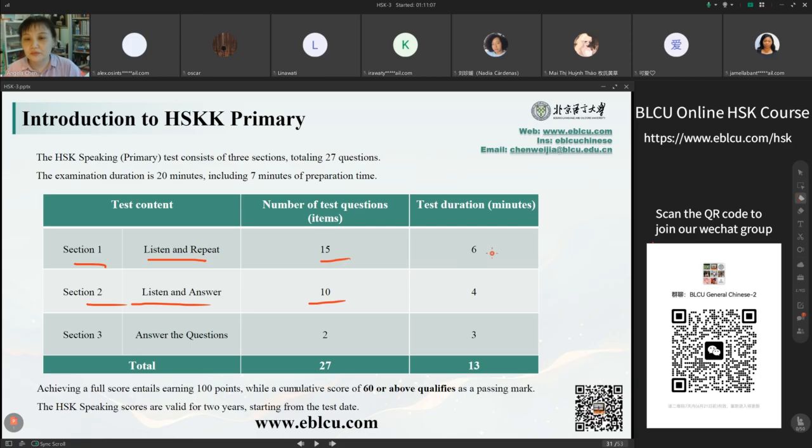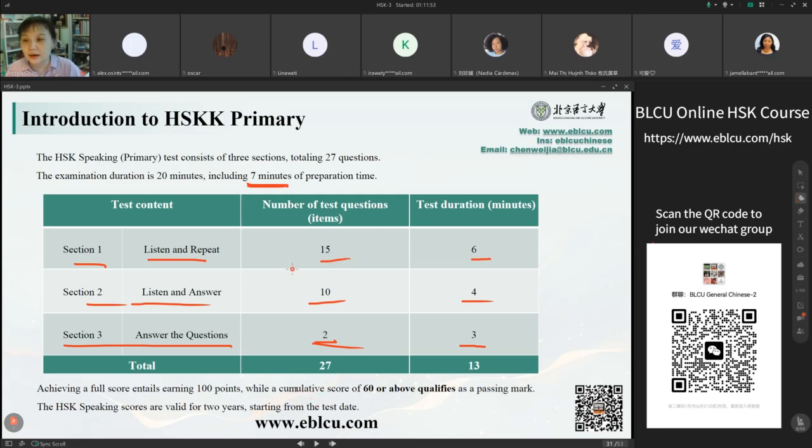When you finish those, about 10 minutes altogether, they will give you 7 minutes to prepare section 3, answer the questions. There will be 2 questions listed on the test paper. You read the questions and prepare the 2 answers in 7 minutes. After 7 minutes, there is a beep, and you need to answer the 2 questions within 3 minutes, so 1.5 minutes for each question.